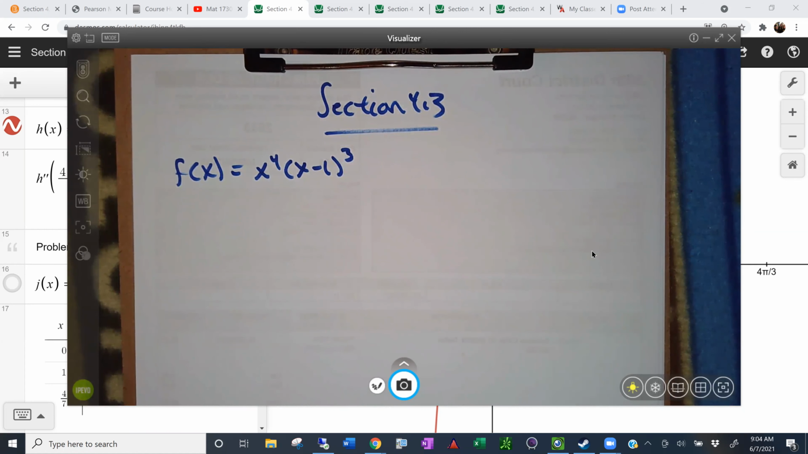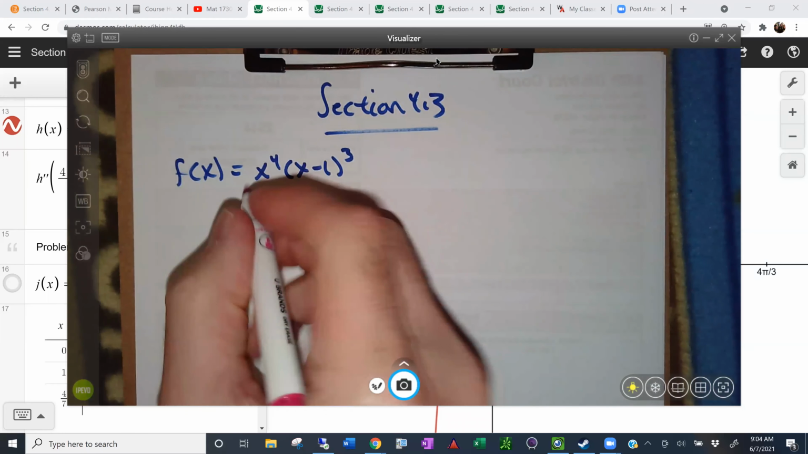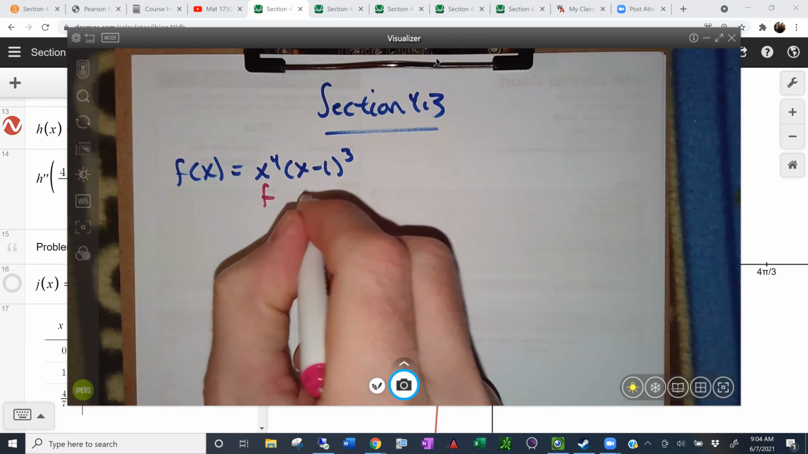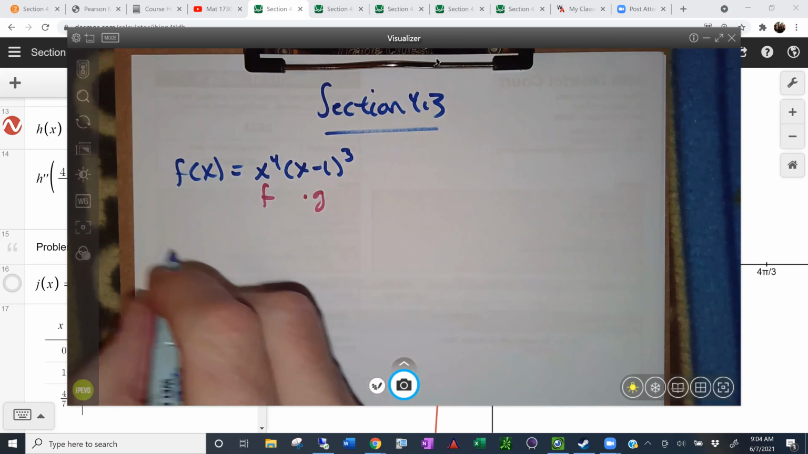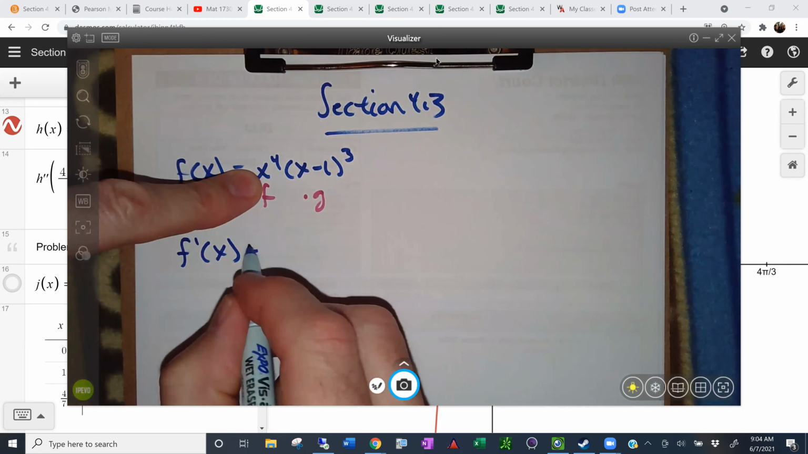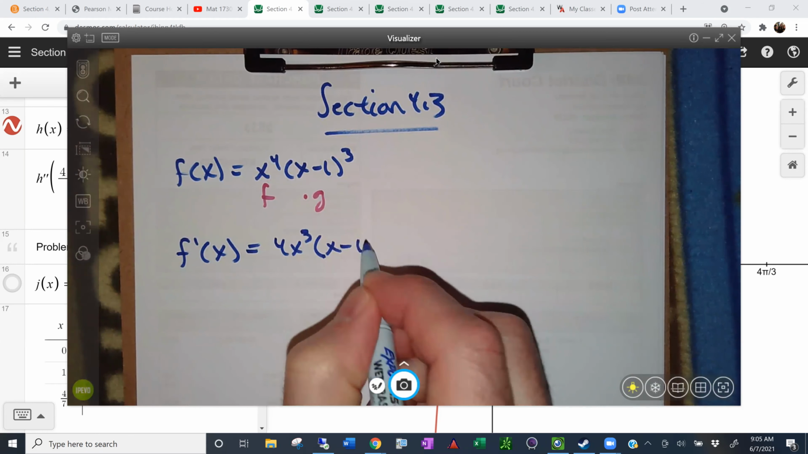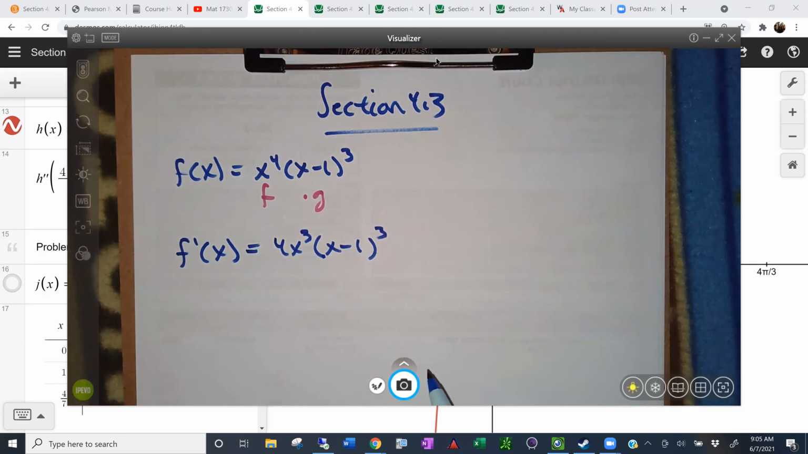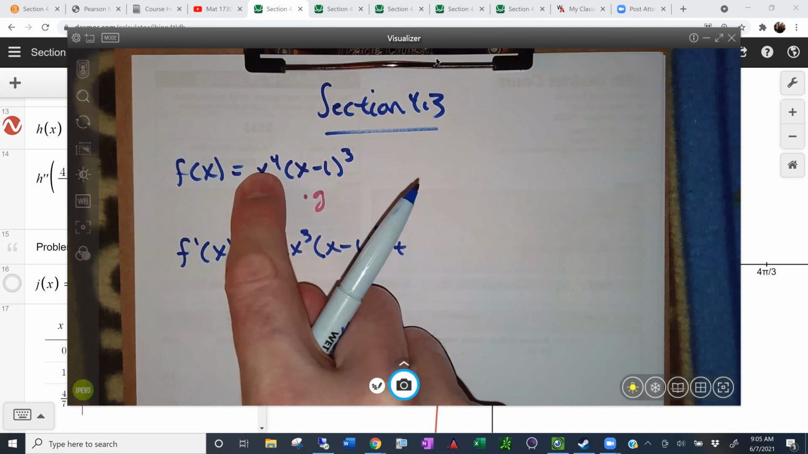So let's work on finding the derivative. One thing you should notice is that you're going to have to use a product rule. You've got an f times a g, or a u times a v if you'd like to do it that way. So let's work on that with the product rule. F prime of x is going to be the derivative of the first, so it's going to be 4x cubed times the second, x minus 1 cubed, plus the derivative of the second times the first.